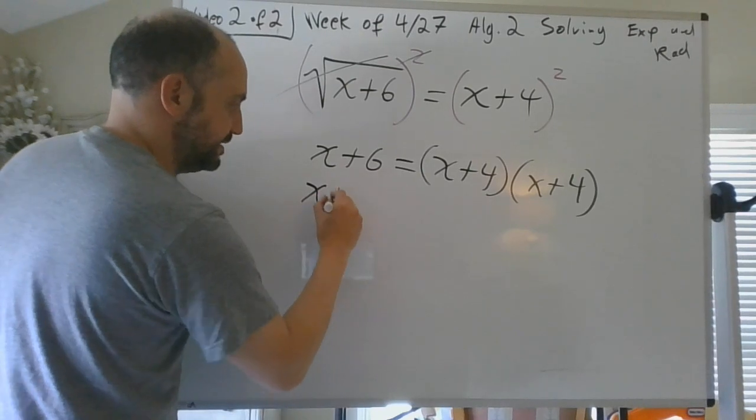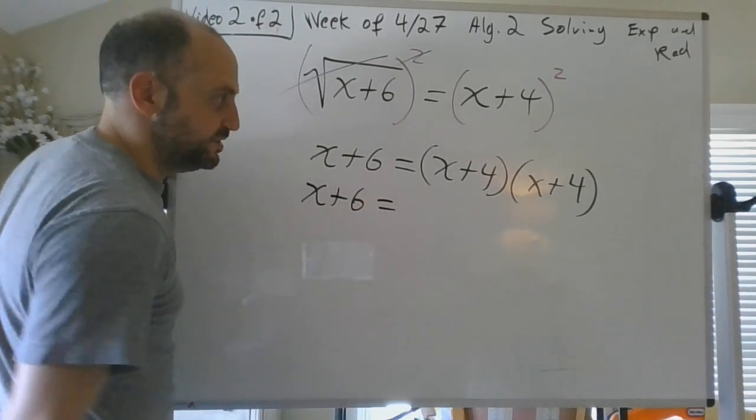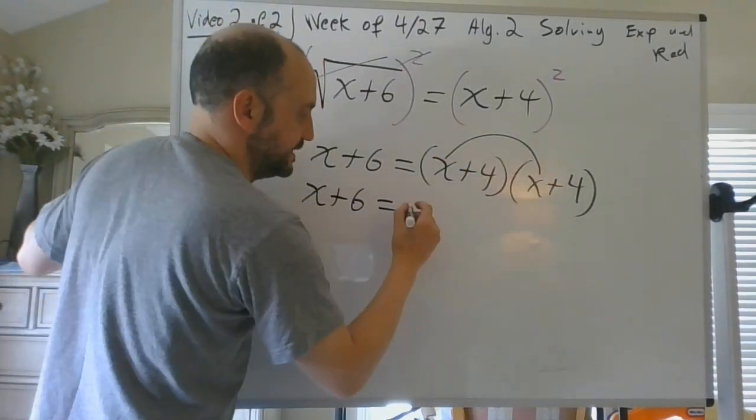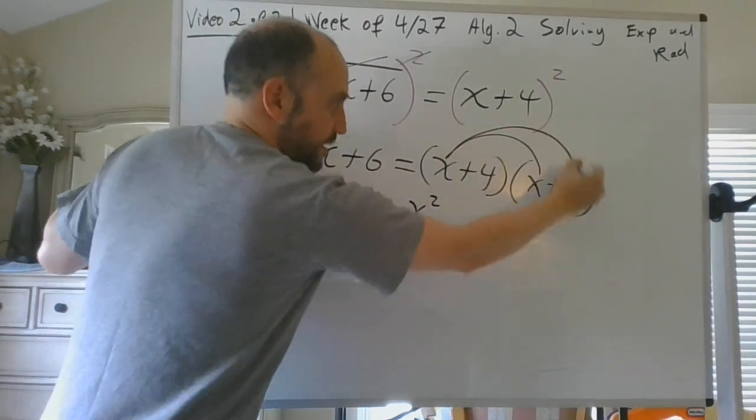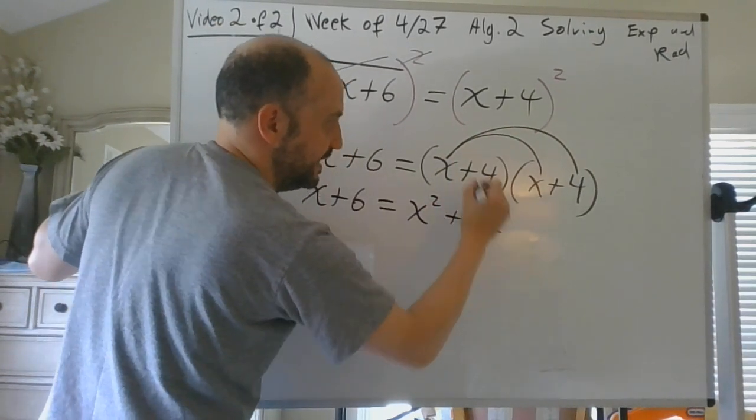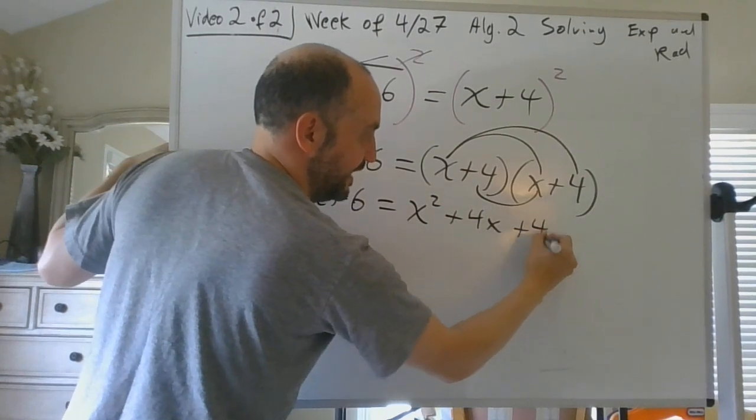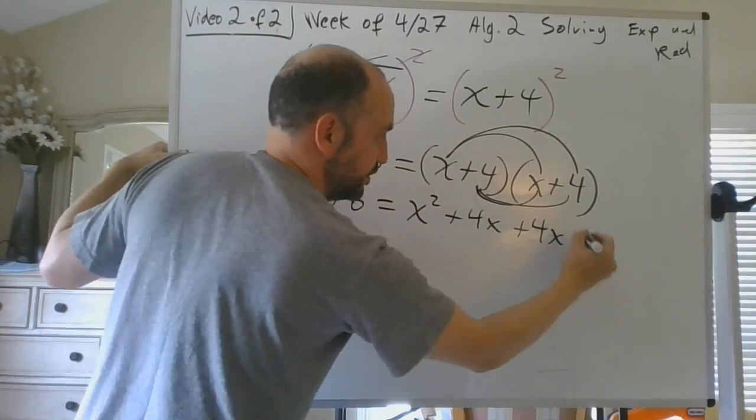Ready? x plus 6, I haven't touched that yet, equals. Now this I have to actually multiply out. x times x is x squared. x times 4 is 4x. 4 times x is 4x. 4 times 4 is 16.